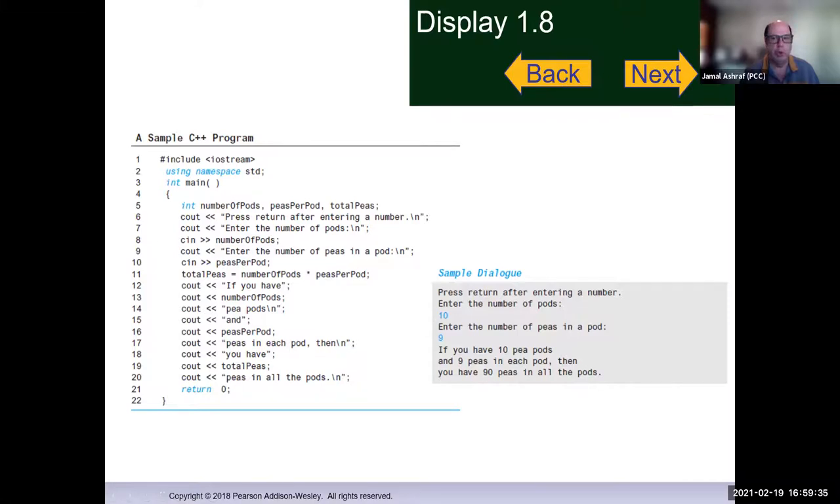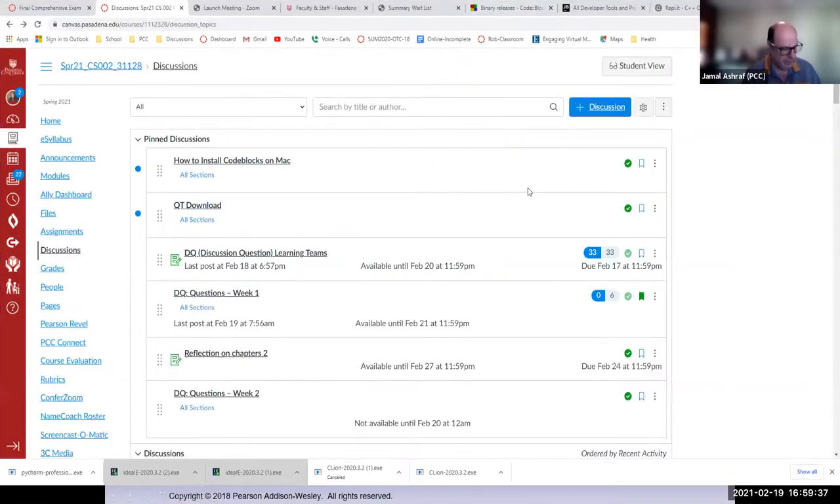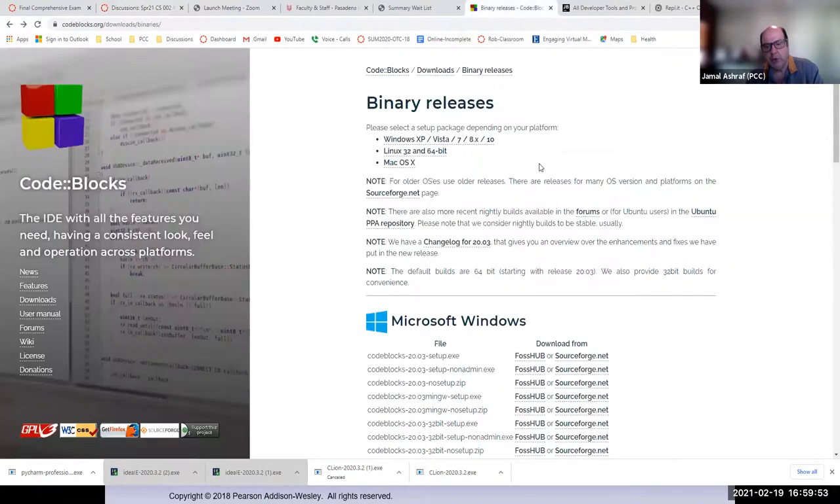Okay, so I put this out there. Some of you might have some issues. I'm hoping that all of you guys have downloaded the compiler and IDE. Let me show you a couple of them so we can work with it. So Code::Blocks is one of them, where you can go to a binary release of Code::Blocks. And if you go to the binary release, it's going to have different ones.